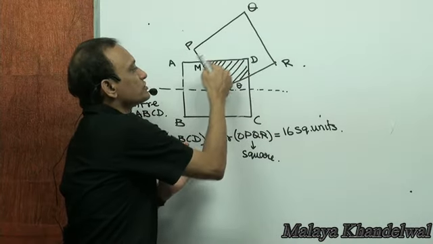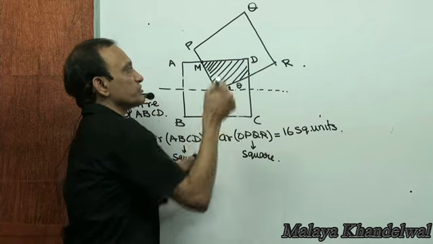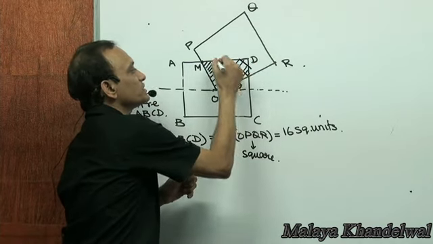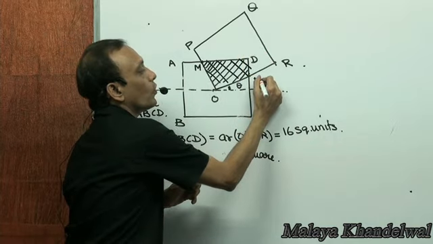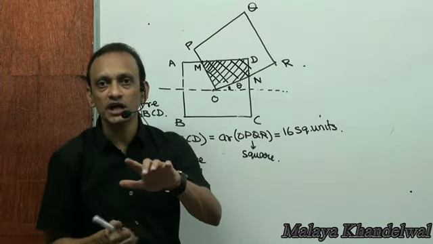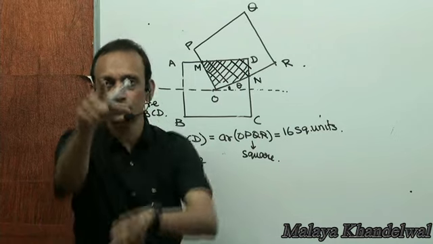I want you to be able to tell me the area of the shaded region. That means area of OMDN, say. Your time starts now. 30 seconds. There you go.